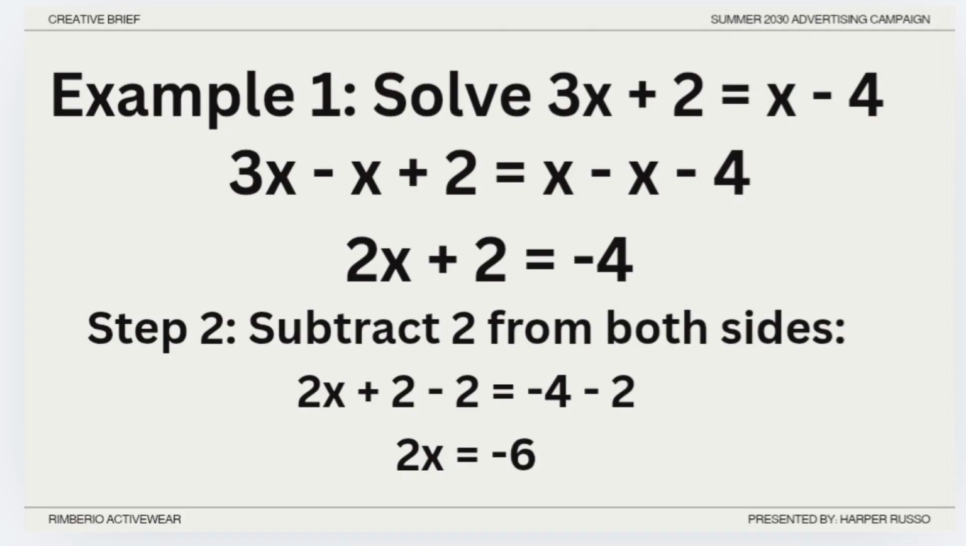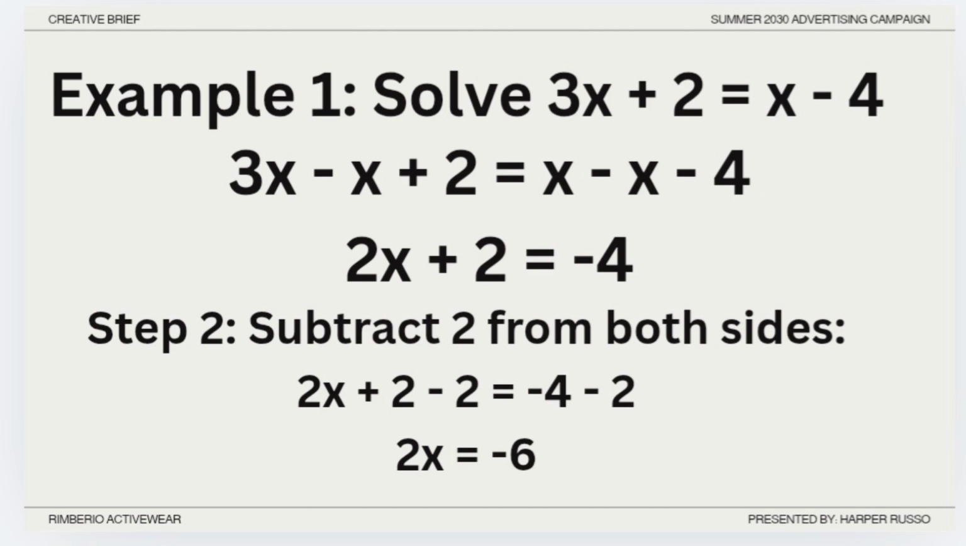Example 1. Solve 3x + 2 = x - 4. Step 1. Subtract x from both sides to move variables to the left. So 3x - x + 2 = x - x - 4. So finally 2x + 2 = -4.